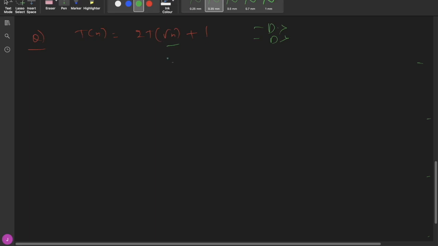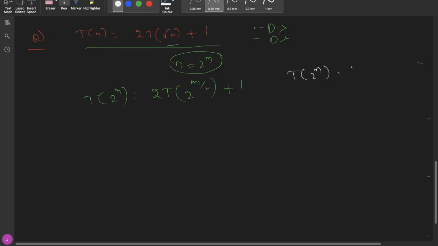So what is the first step? We can substitute n as 2 power m, so as to convert it into some kind of recurrence relation that will satisfy the master theorem. Second, we have to replace this equation with a new equation according to this new substitution. T of n, in terms of m, I am getting T of 2 power m, then 2T of root n can be written as 2T of 2 power m by 2, plus 1. Now what I have to take? I have to take T of 2 power m as S of m. Replacing this in this equation, I am getting S of m equals 2S of m by 2 plus 1.